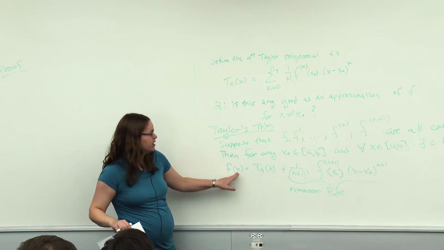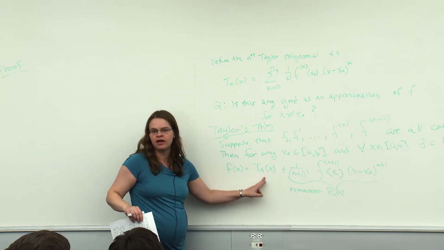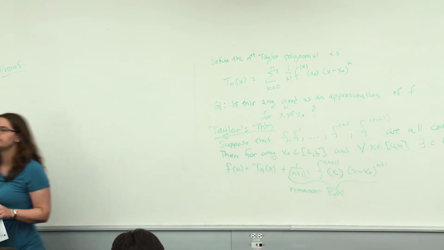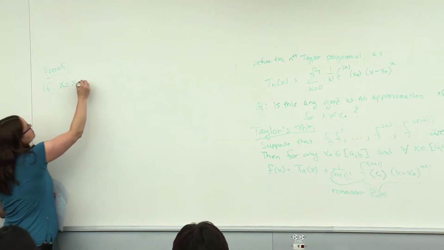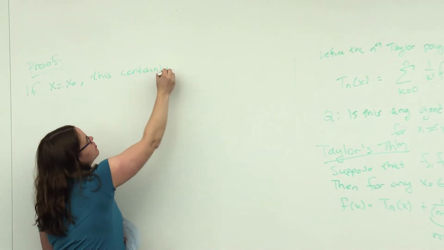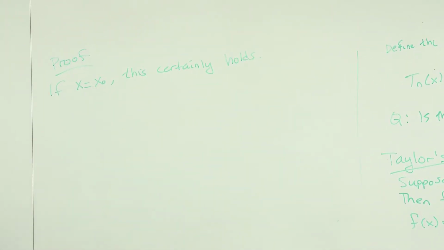If I plug in x naught here, we've designed this polynomial to equal f at x naught, and this term is clearly going to be 0 there. Okay? So if x equals x naught, this certainly holds. It's not very interesting, but it holds.